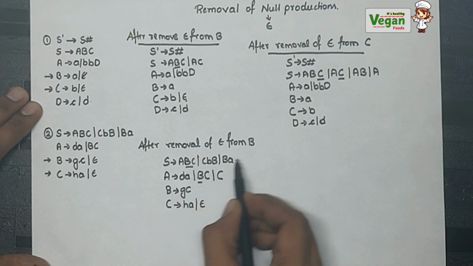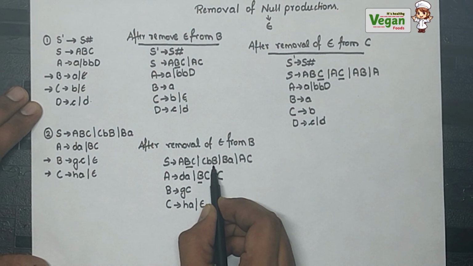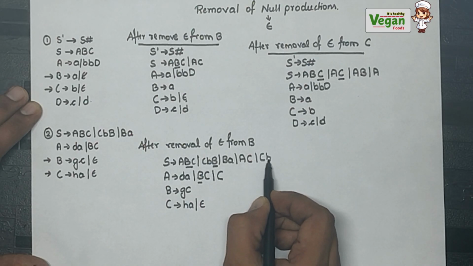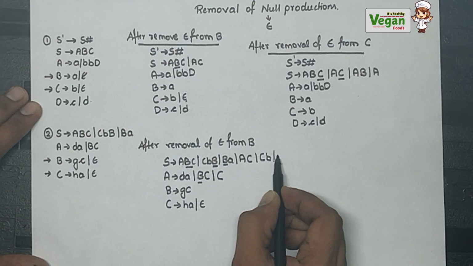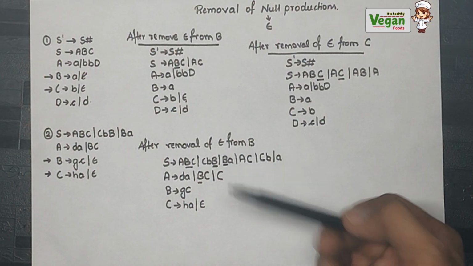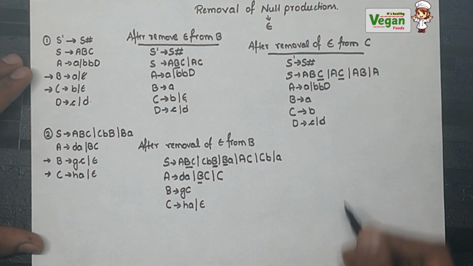Here if you remove the capital letter B from here, A and C will be left. If you remove the capital letter B from here, capital letter C, small letter B will be left. If you remove the capital letter B from here, only small letter A will be left. Now we are done with the removal of the epsilon, that is the null projection, from the capital letter B. Now let's move on to the capital letter C.